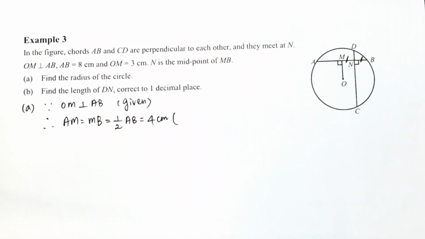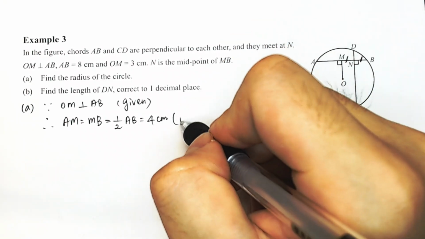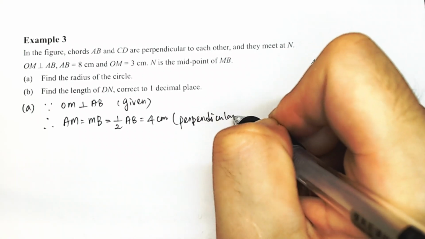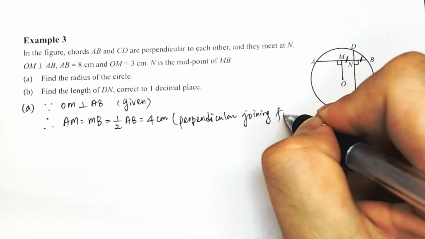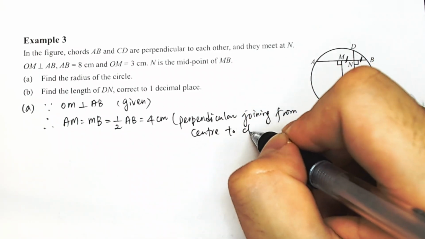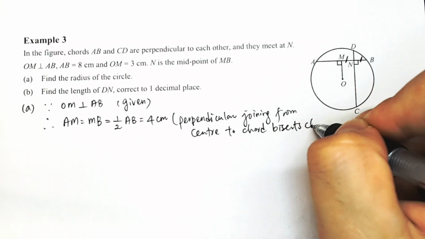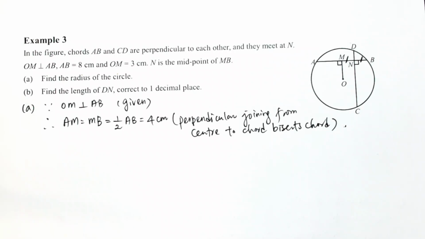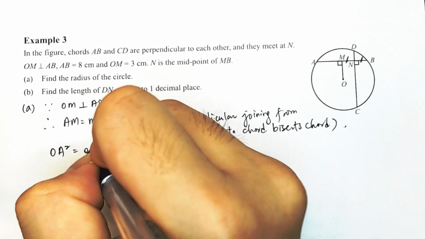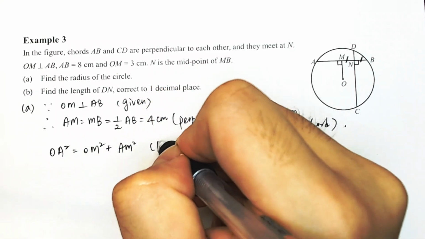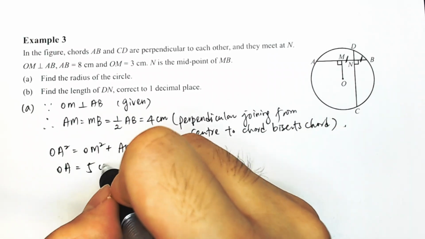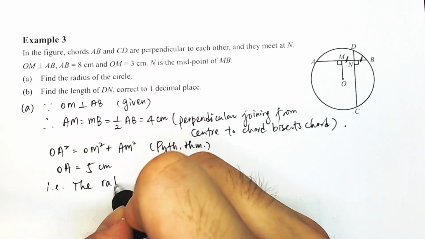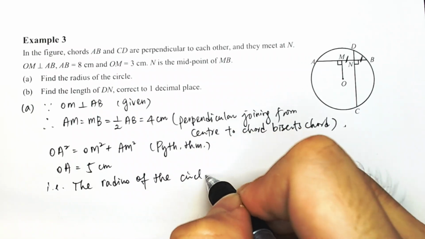Okay, and what's the reference? The reference is perpendicular joining from center to chord bisects chord. Okay, and since OM is 3, you have 4, then the radius of the circle is actually 5. So OA square equals OM square plus AM square, which is the Pythagoras theorem. And OA is 5 cm, and that is the radius of the circle is 5 cm.